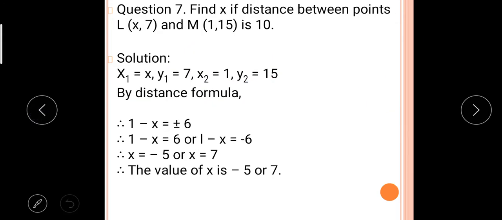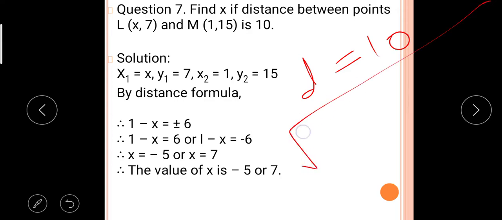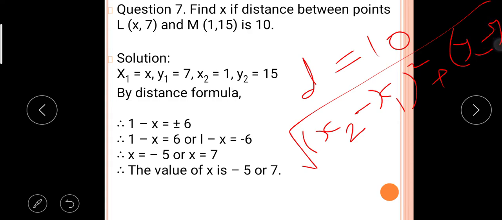In this also, if the distance is already given as 10, substitute it in the formula. What is the formula? It is the square root of (x2 minus x1) whole square plus (y2 minus y1) whole square, and that is equal to 10. So on that basis you will get the value of x.